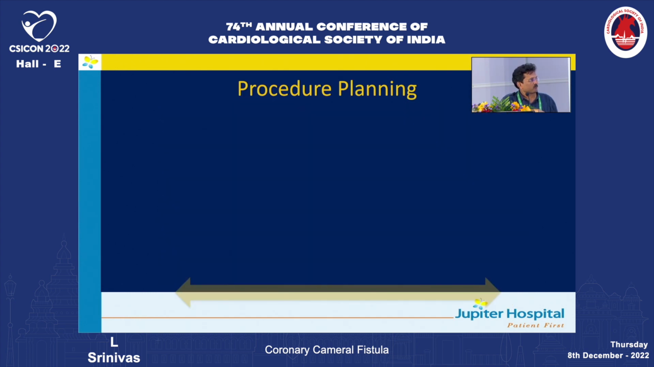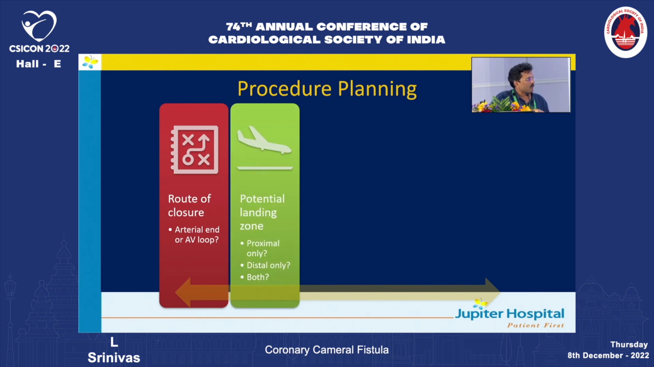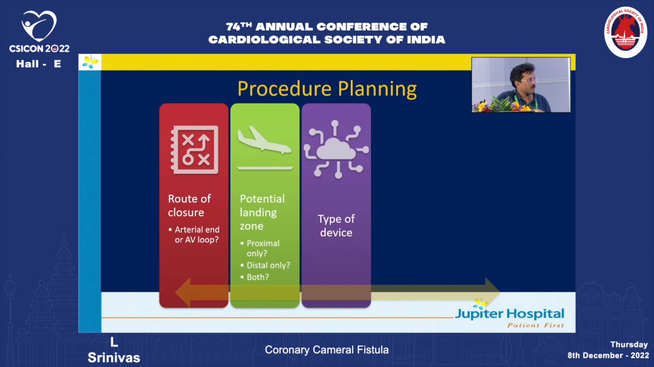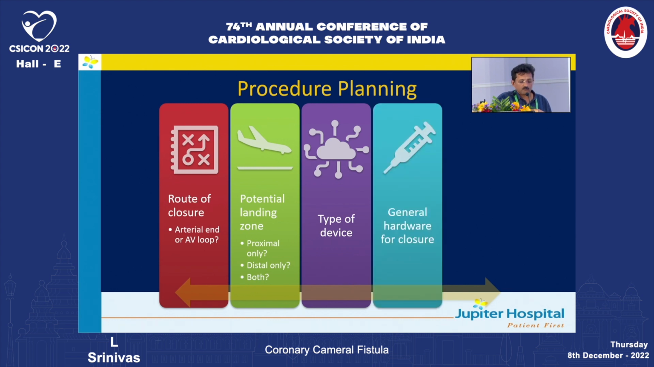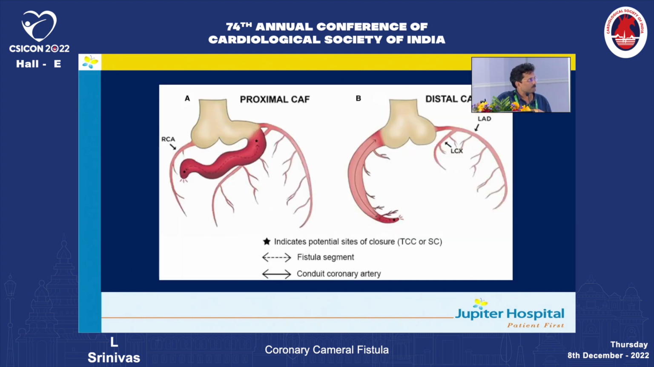So when it comes to procedure planning, most importantly, one has to plan the route of closure. Are you going to go retrograde from the aorta, or are you going to form an AV loop or atrioatrial loop to close this? Also identify the potential landing zone. Where do you want to land your device, and what would be the size of the device that you have to choose based on the anatomy? Type of the device, whether you want to use a vascular plug or different types of devices. Plan for general hardware, we would cover them, and also assess these patients for post-deployment problems, if any.